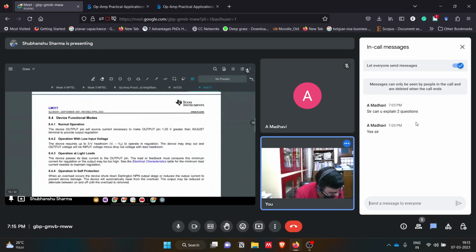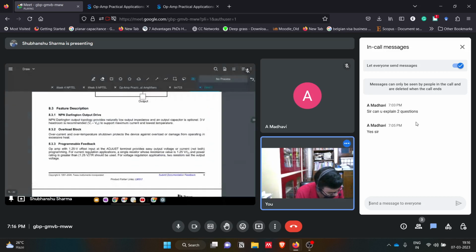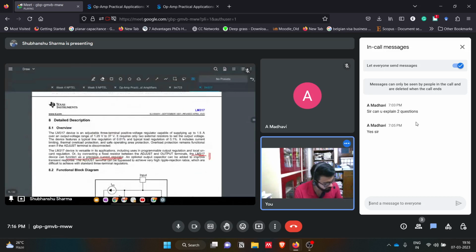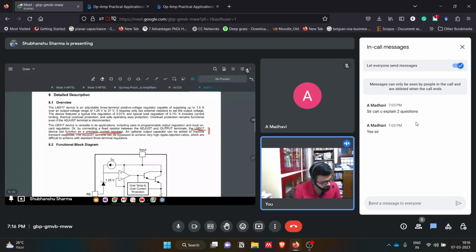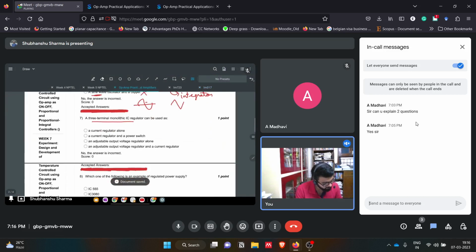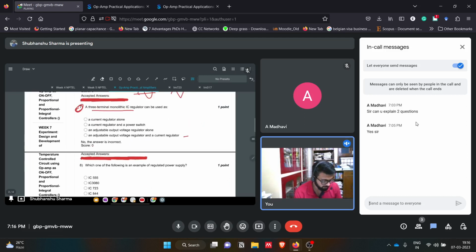Yeah, I think here somewhere. So they are saying the LM317 device can function as a precision current regulator also. And in the options, although the answer is wrong, it can be used as a voltage regulator as well as a current regulator also. So that was one thing. I will have to see. But I think the answer is wrong. So here was one anomaly in this question.